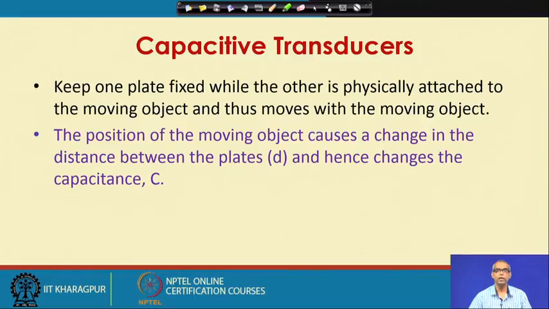So, if I now keep one plate fixed and attach the moving object with another plate, with change in the motion, the moving object will change its location. As the moving object changes its location, the distance between the fixed plate and the moving plate will be different. Accordingly, the capacitance will be changing. So, by measuring the capacitance, it should be possible to measure the distance between the two plates.